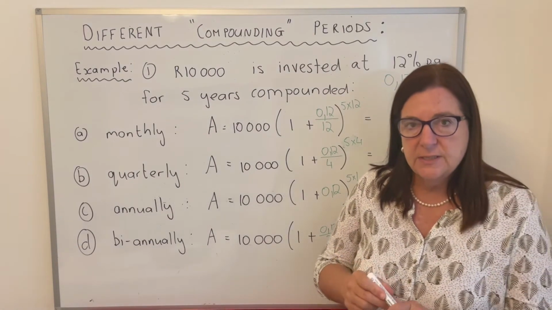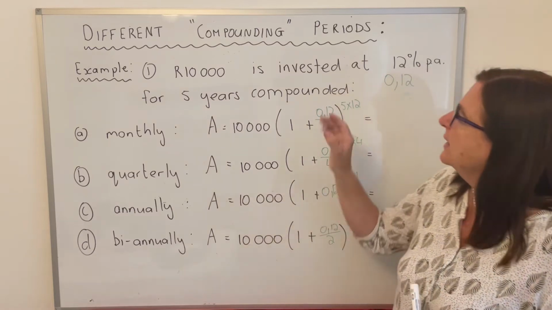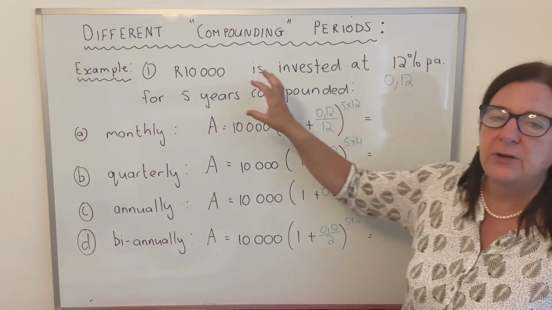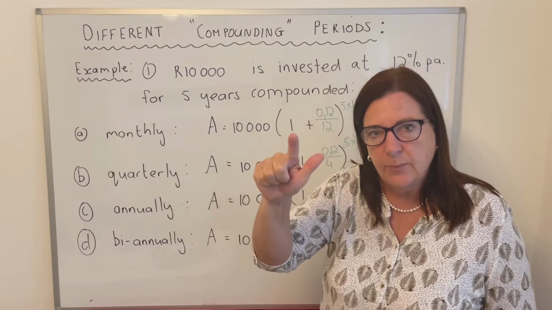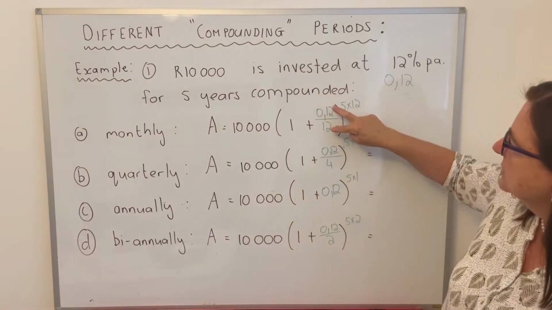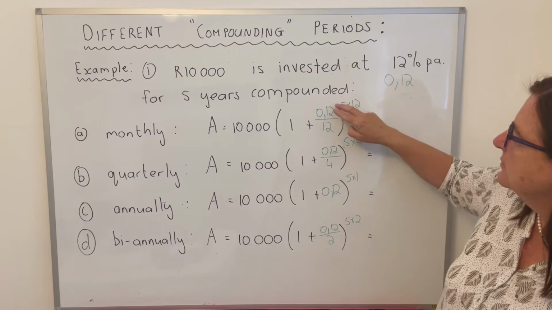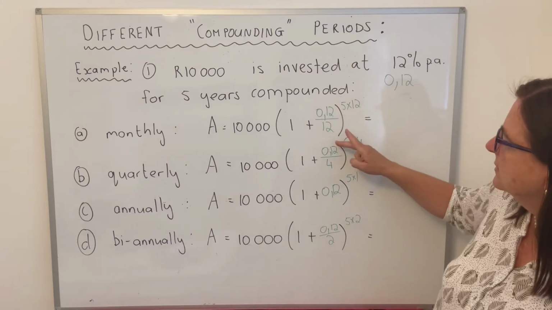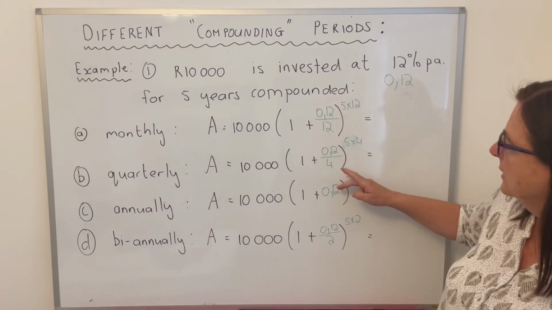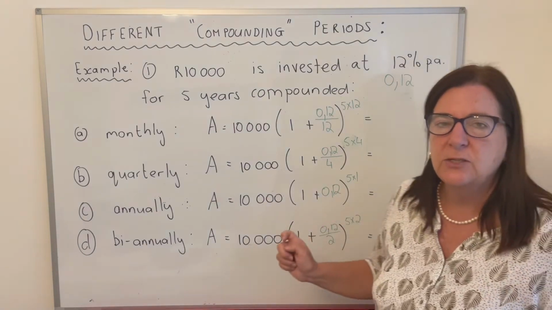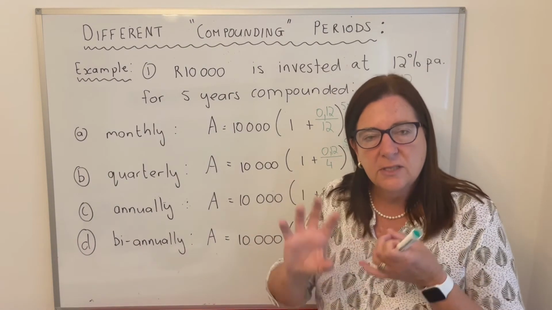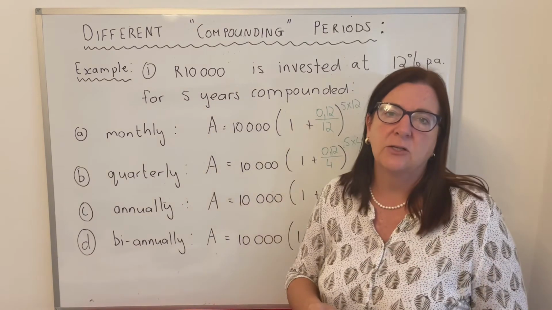Now you'll notice it's worth remembering that whenever our compounding period is changed, 2 things change: interest and number of time periods. So that changes and that changes. So that is divided by 12 times by 12, divided by 4 times by 4, divided by 1 times by 1, divided by 2 times by 2. So it's important just to see that consistent, to remember that both of them change.